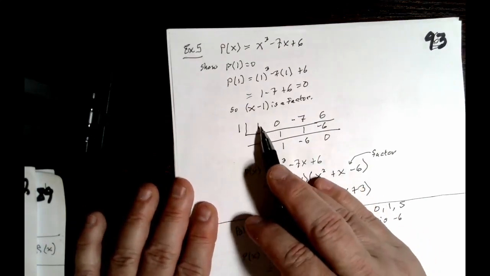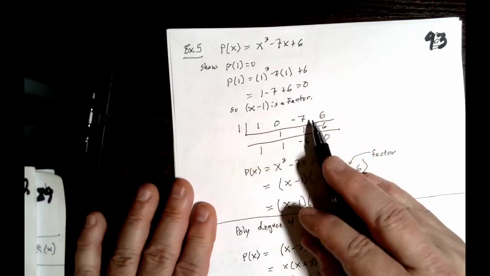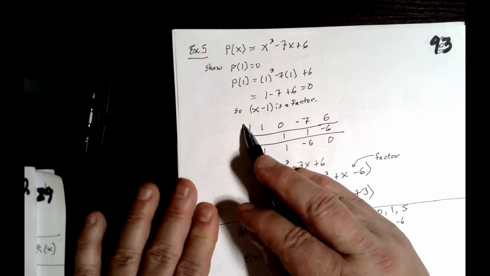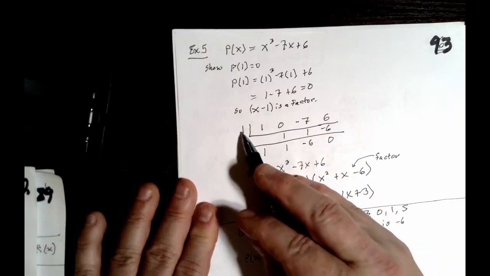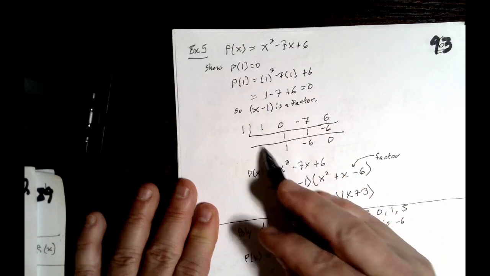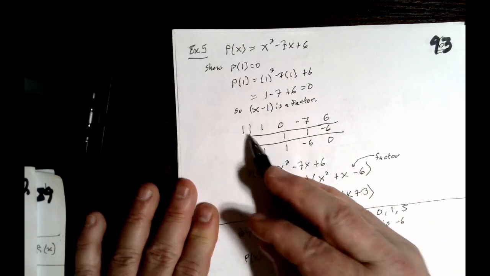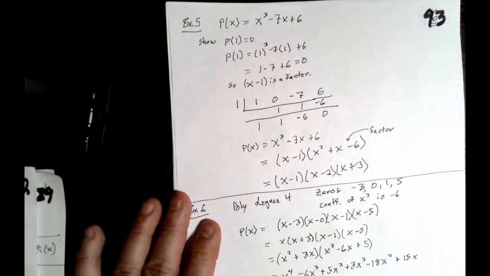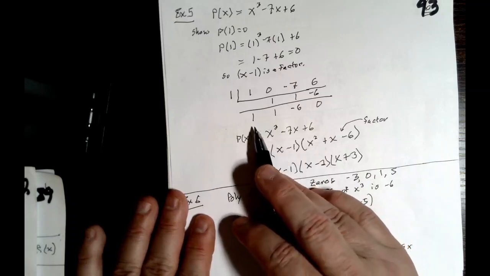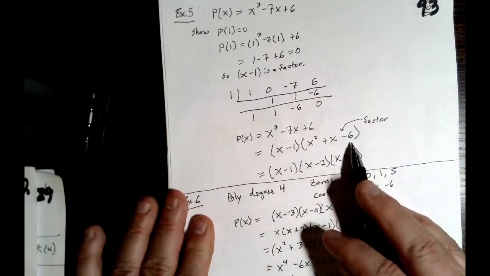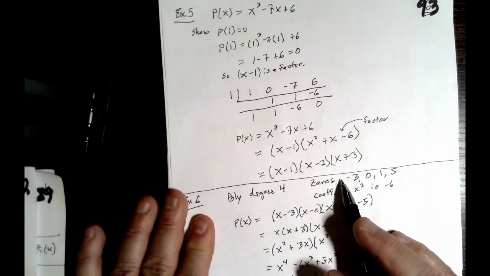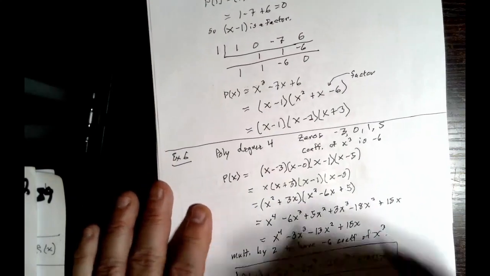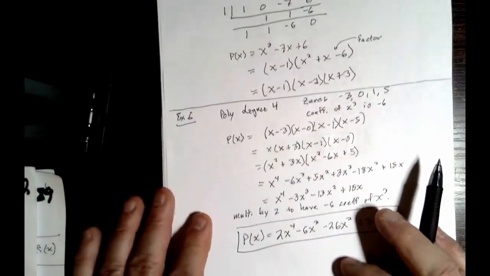So let's write this thing out. 1 x cubed, 0 x squared, minus 7x, and plus 6. You write it out. You write down your 1 there. So you bring down the 1 to start. Multiply, add, multiply, add, multiply, add, and you get 0. So that lets you know that it is a factor. And so now you know that 1x squared plus 1x minus 6 is your answer, and 0 is your remainder. So that tells you x minus 1 is a factor. And these last two guys you can factor, and so there you go. You can figure that guy out.